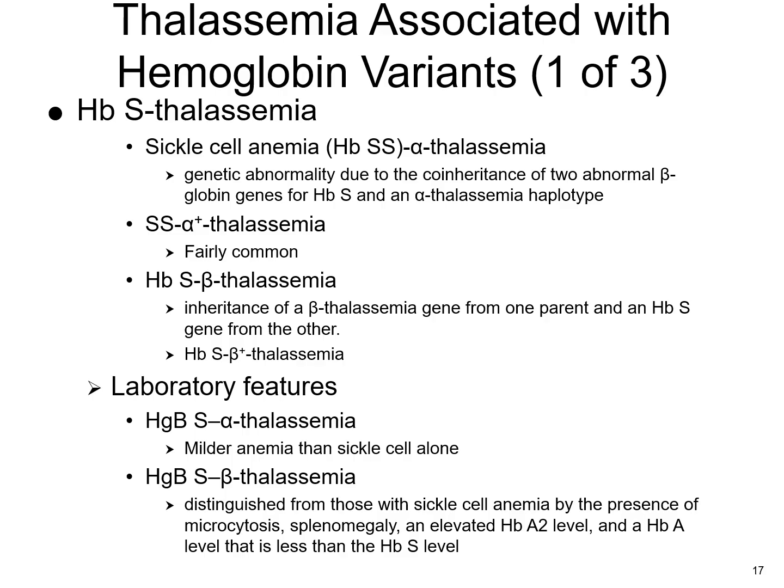In hemoglobin S alpha thalassemia, anemia is generally milder than in sickle cell anemia alone, and this is due to the reduced amount of alpha globin chains, which affects hemoglobin polymerization in sickling. In hemoglobin S beta thalassemia, patients can be distinguished from those with sickle cell anemia by the presence of microcytosis, splenomegaly, an elevated hemoglobin A2 level, and a hemoglobin A level that is less than the hemoglobin S level. These features reflect the underlying thalassemic mutation affecting the beta globin production.